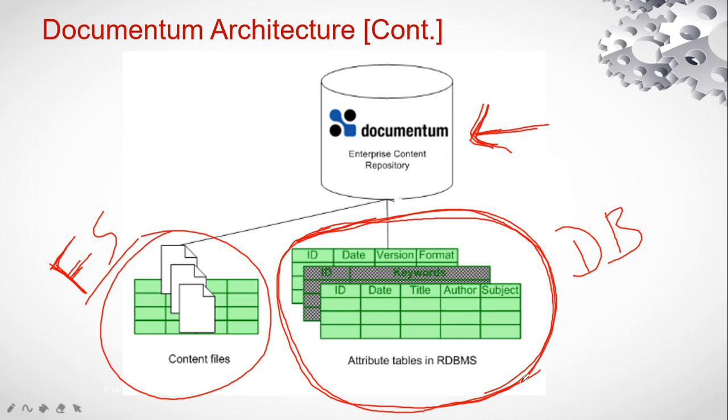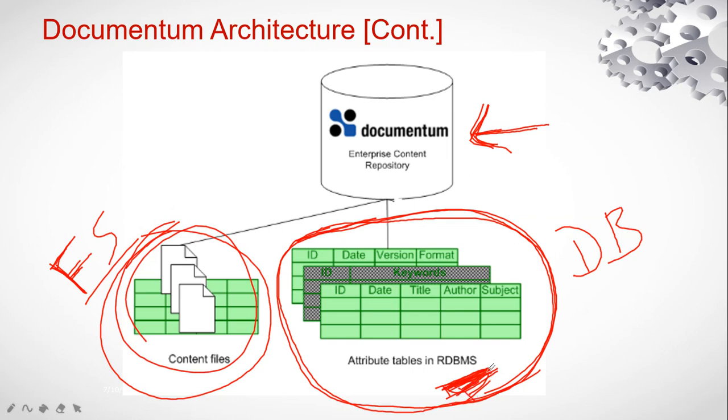So every content file has some metadata, or what we call attributes. Those attributes we store in this RDBMS. In detail I'll explain later. For understanding purposes, just keep in mind that some metadata or structured data we extract from the content file information, and we store that in the RDBMS table.